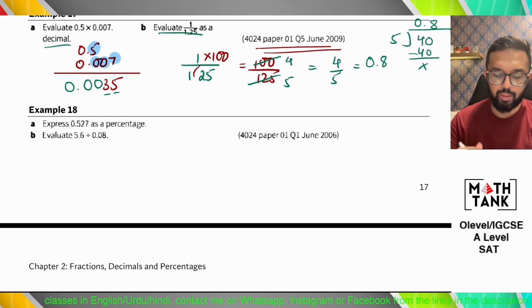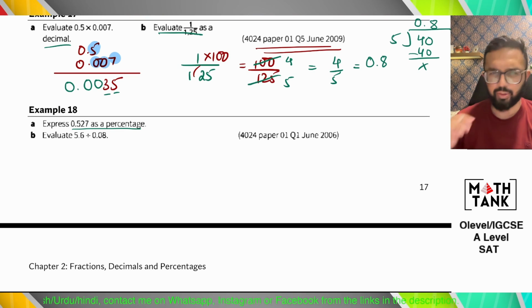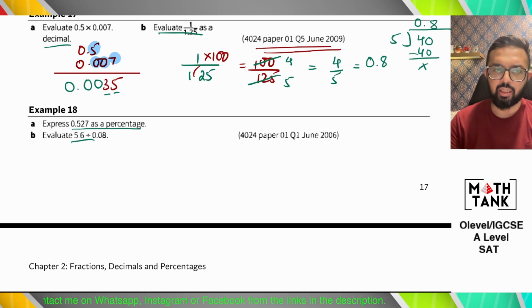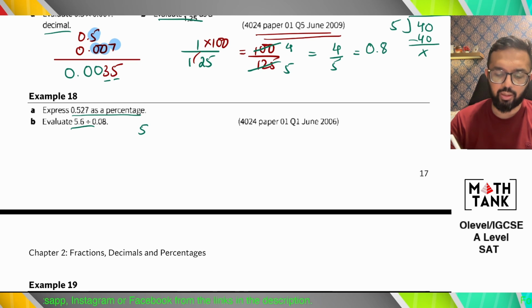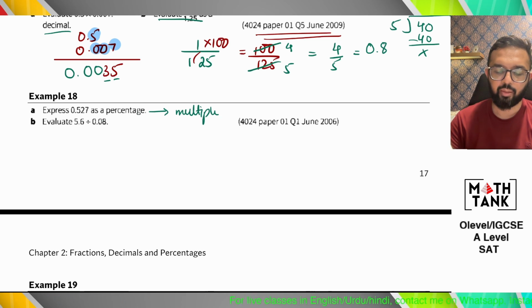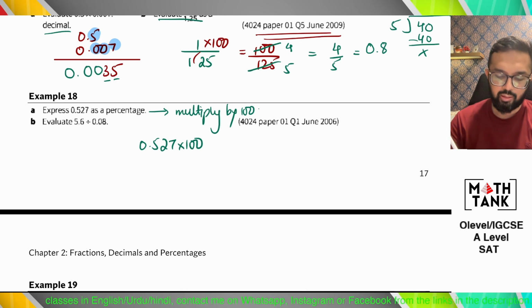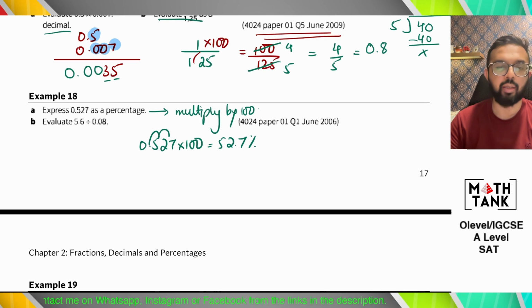Then some more past paper questions. Although we haven't talked about percentages, let's talk about it in the next part of the chapter, not in this part. But if you remember, whenever you want to convert a number to a percentage, you simply multiply by 100. Okay, so 0.527 multiplied by 100 is going to give you 52.7%.